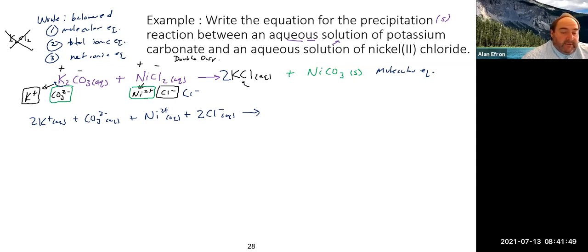In addition, over here coming to our product side, this will also break apart. 2 KCl's means you have 2 potassiums as you distribute the 2. And the 2 would also go for the chlorides as well. And now we get to our solid, which would stay together as this. This would be our total ionic equation, our complete ionic equation.